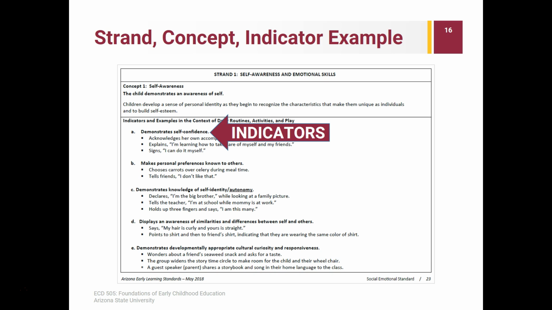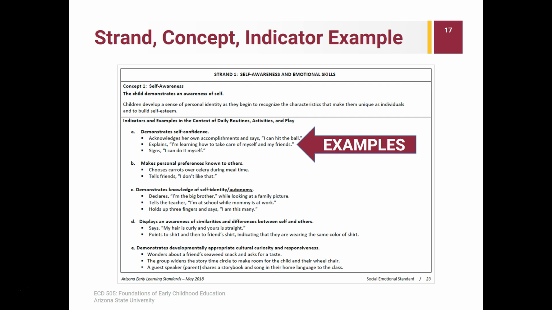Underneath each concept are several learning indicators. These indicators are typically listed in order of complexity of skills. Finally, each page lists examples of the indicators. The examples show how children can demonstrate the indicators in the context of their daily routines, activities, and play, encouraging parents and teachers to embed activities throughout the child's daily schedule.